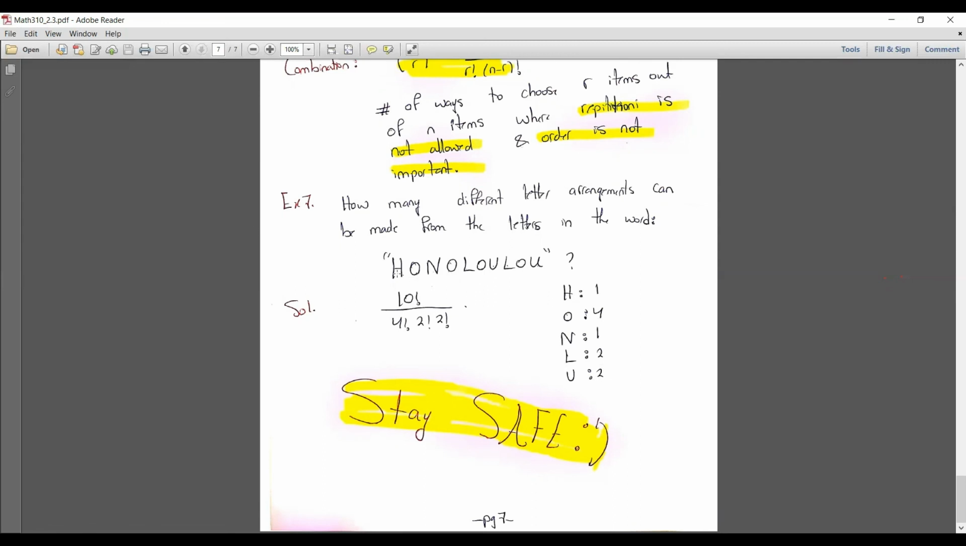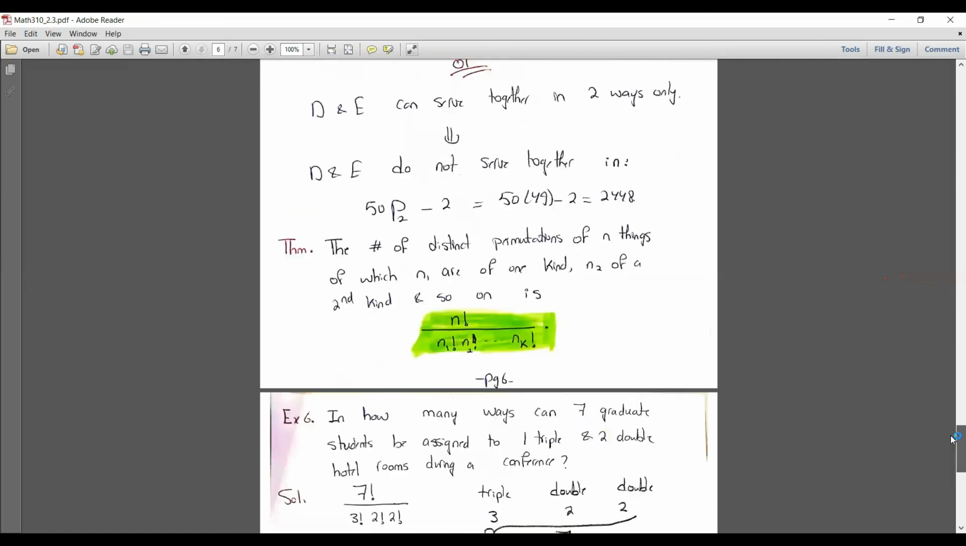The letters here, how many letters do we have? 1, 2, 3, 4, 5, 6, 7, 8, 9, 10. So we put here what? 10 factorial. Over 1 factorial from H, 4 factorial from O, 1 factorial from N, 2 factorial from L, and 2 factorial from U. Why didn't we put here the 1 factorial? Because 1 factorial is equal to 1.